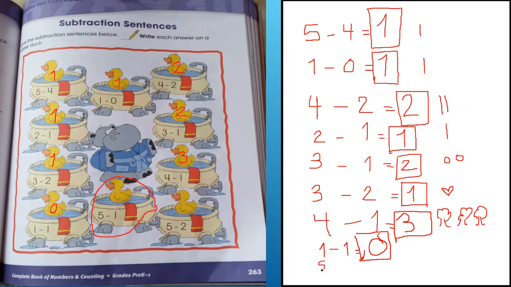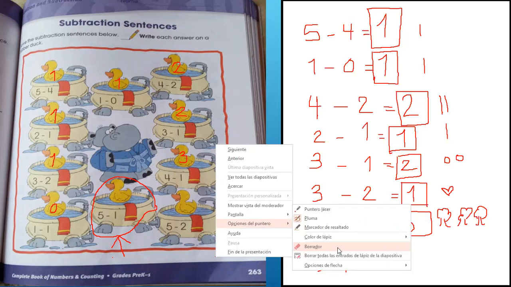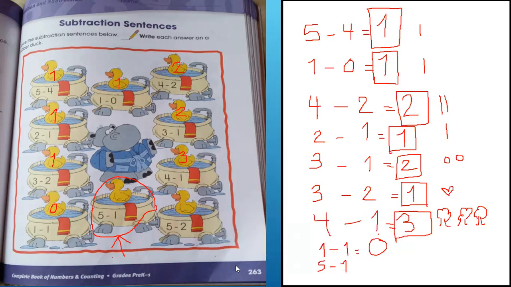Five minus two. No, is this one, look. Is this one? Es que yo estaba viendo en el otro. Okay, I understand. Ya se me acabaron los renglones. Okay, continue in the next page. You have to continue in the next page. Continue en la siguiente página.